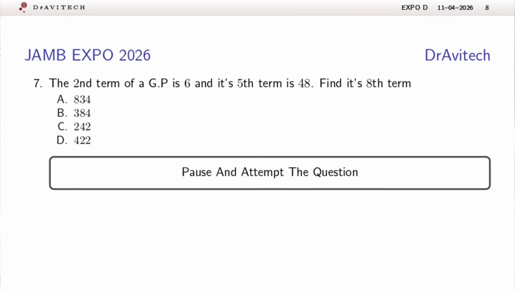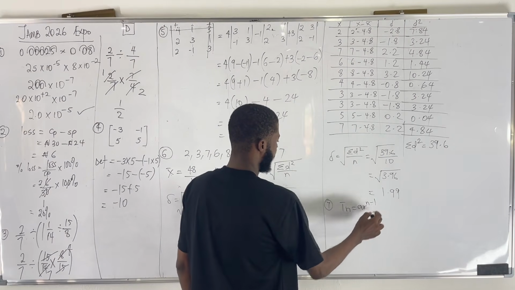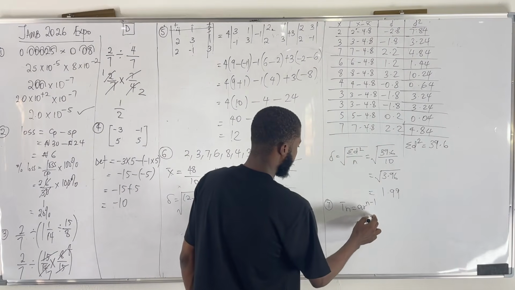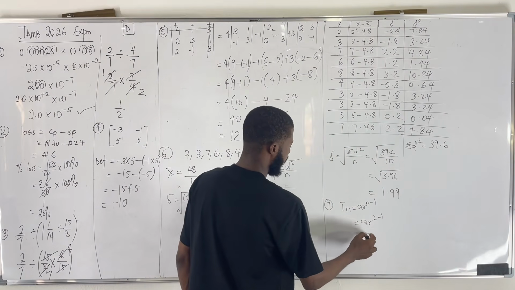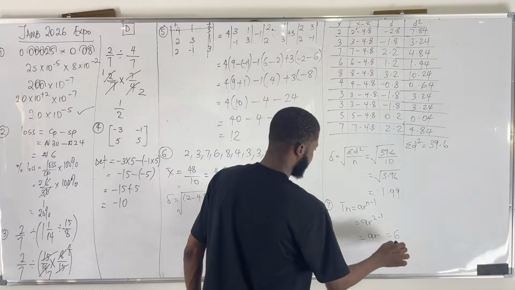The second term of a GP is 6 and the fifth term is 48. You have to find its eighth term. So first of all, in a GP, the nth term is ar to the power of n minus 1. So if this is the second term, that will be ar^(2-1), so that will just be ar. And this is equal to 6.